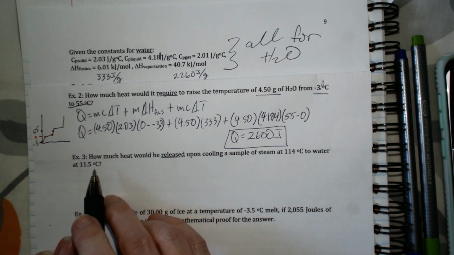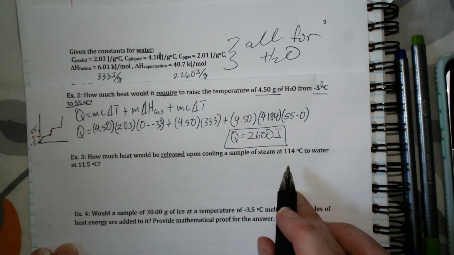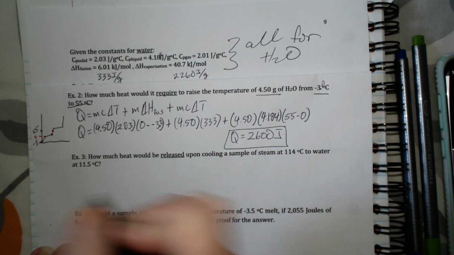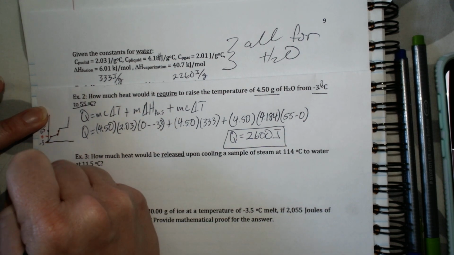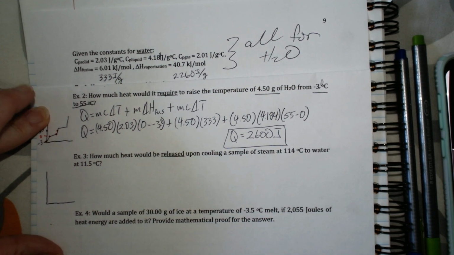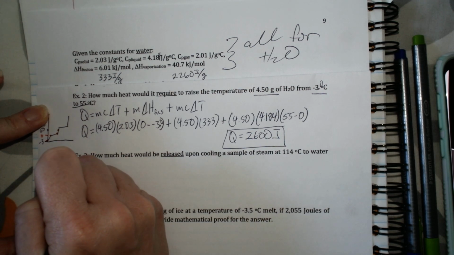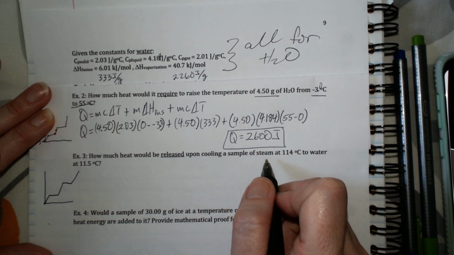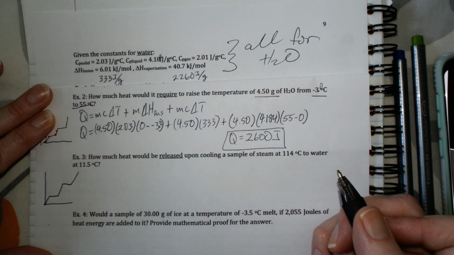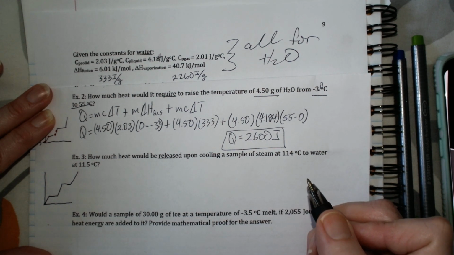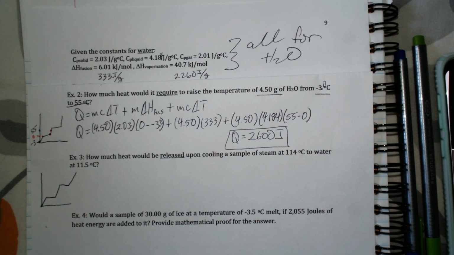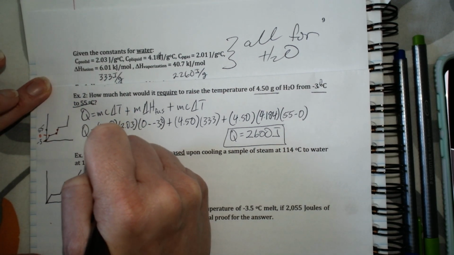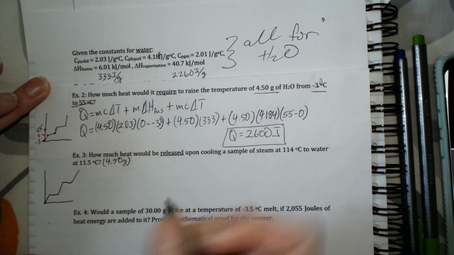All right, so next one. It says, how much heat would be released upon cooling a sample of steam at 114 degrees Celsius to water at 11.5? All right, so again, I'm going to draw my little heating cooling curve in the left-hand margin, okay? So I'm cooling, and notice it says released. So I'm cooling. It doesn't say what the mass of the sample is, does it? Let's say it's the same sample up here. Let's say it's 4.50 grams. I don't know why it doesn't say. Let's say that's the mass, okay?